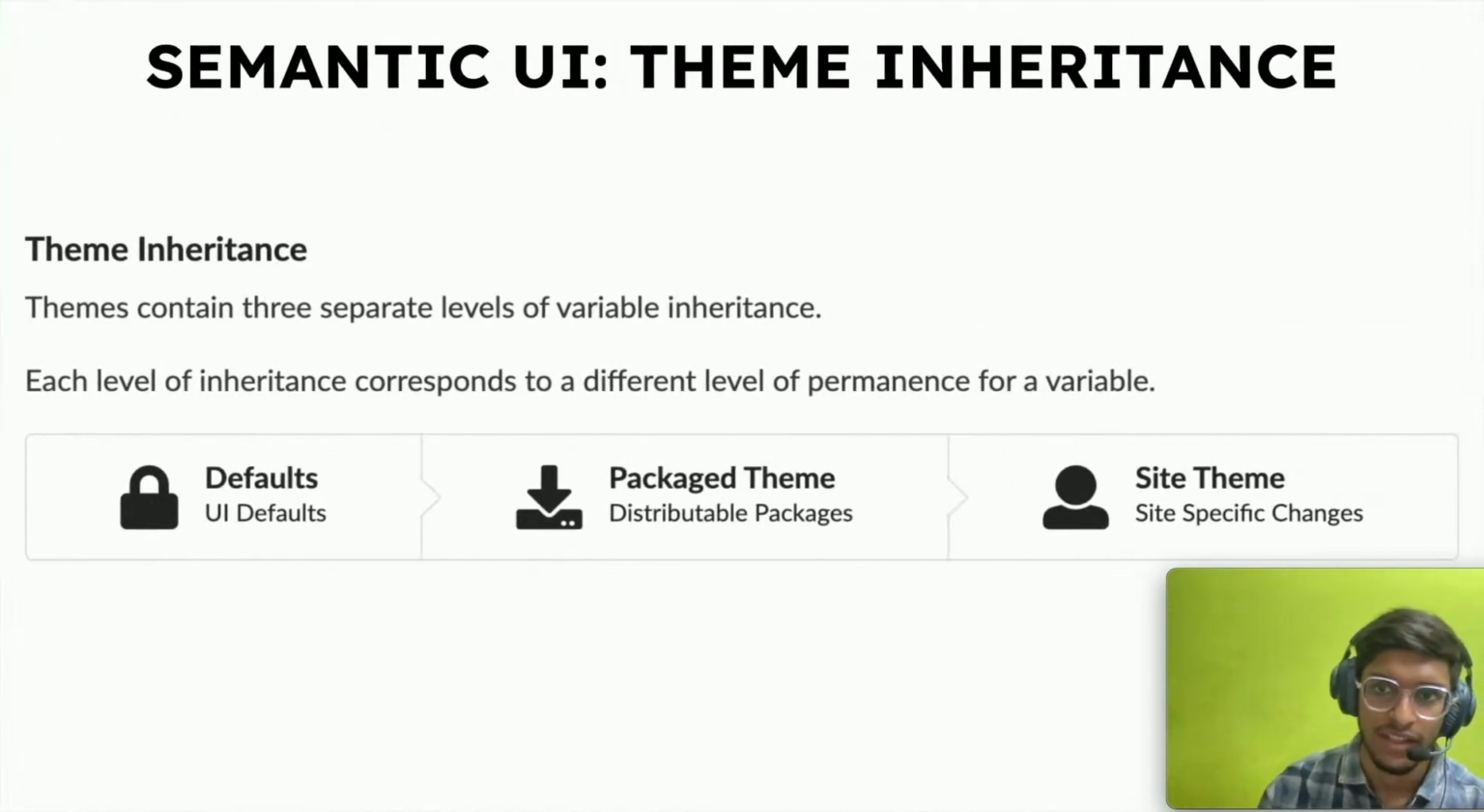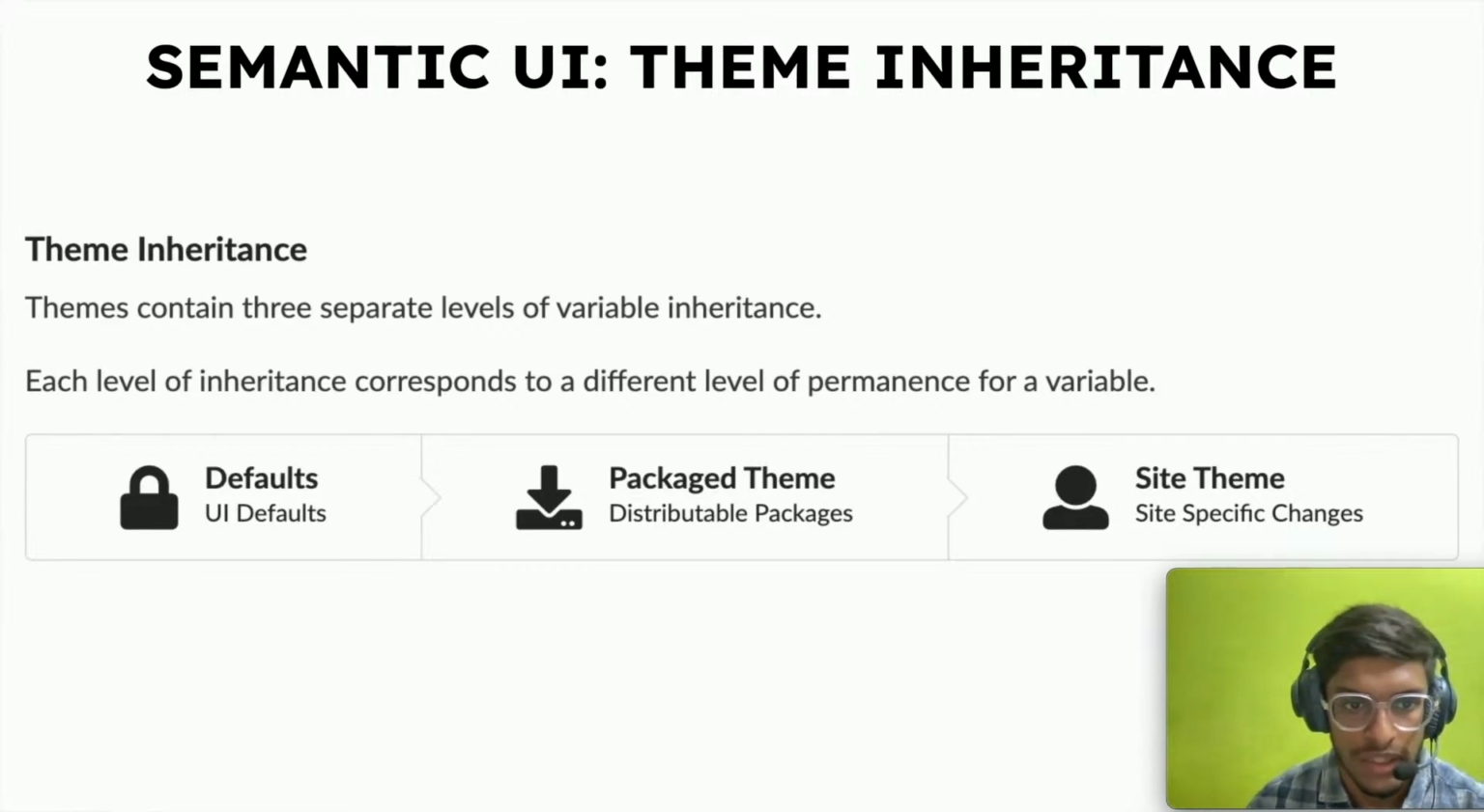In Semantic UI, we have something called theme inheritance. On level 1, we have the UI default. This is the default style that comes with Semantic UI. On the next level, we have the package theme. Generally these package themes are distributed. In Volto, we have the Pastanaga UI theme as our package theme. And lastly, we have the site theme, which is specific to a particular site. This site theme has the highest preference, then the package theme, and then the defaults.